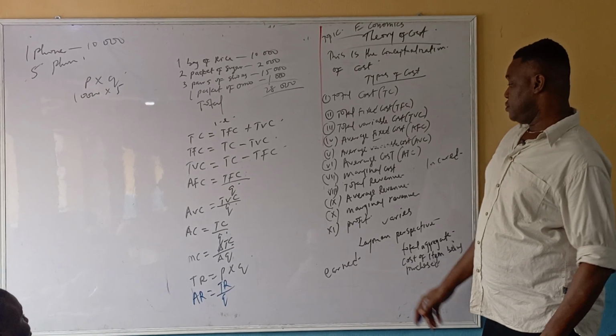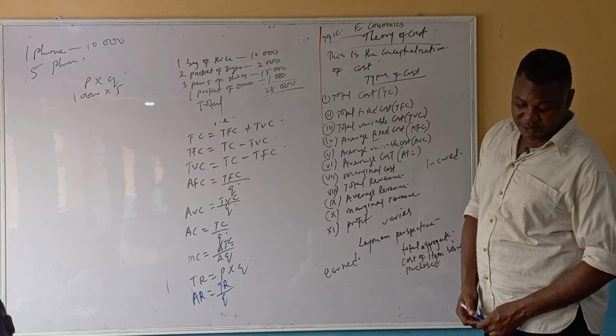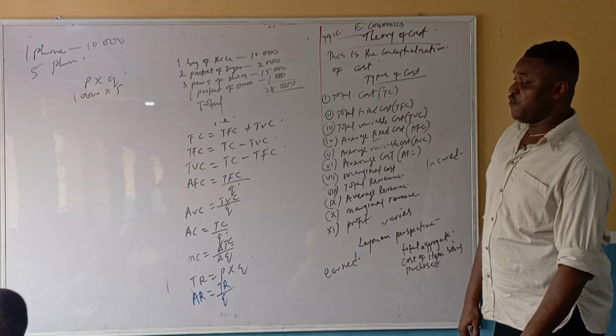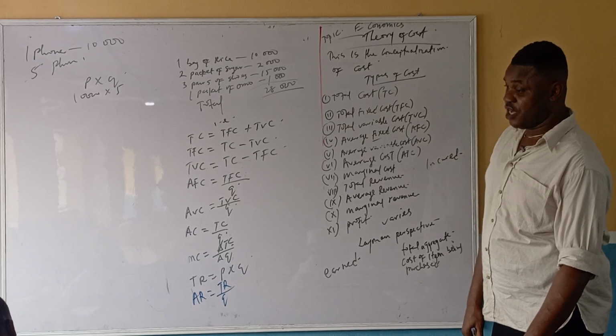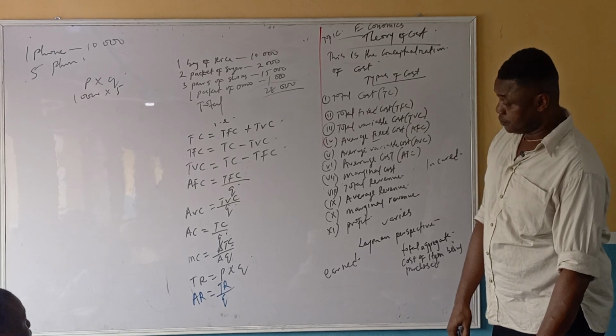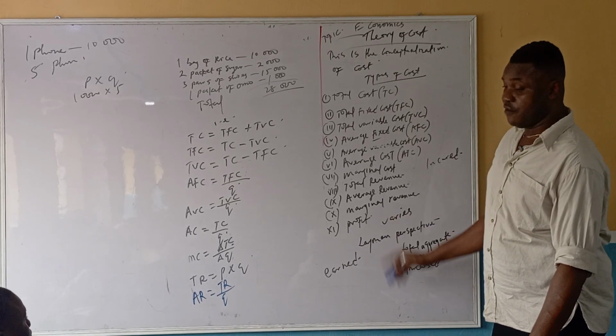Next, marginal revenue. Marginal revenue is a very, very important formula that you should know. When you come to JAMB, if you don't have the formula, you can't solve the question.